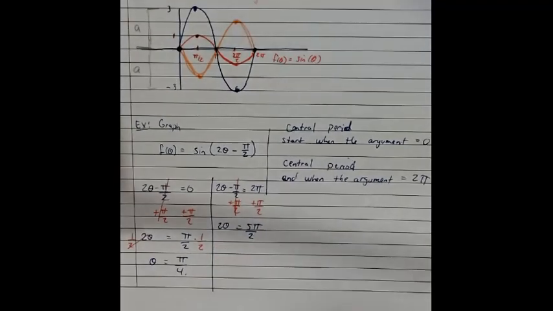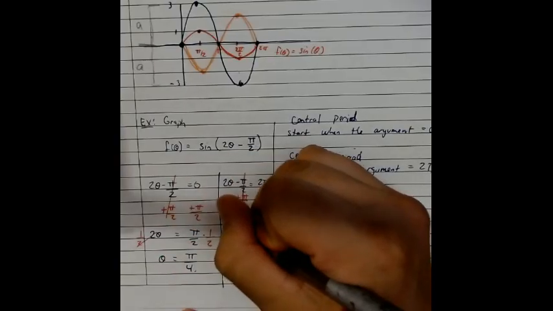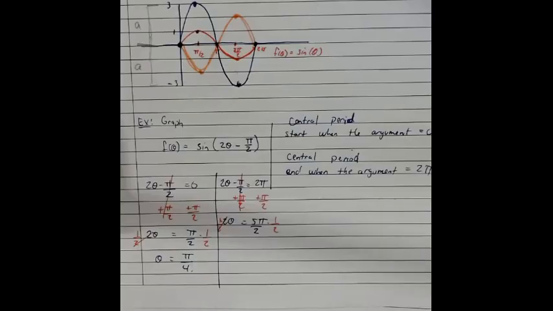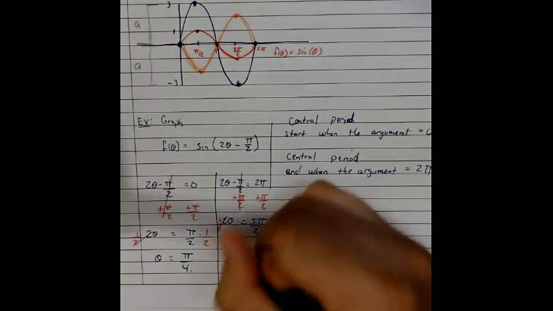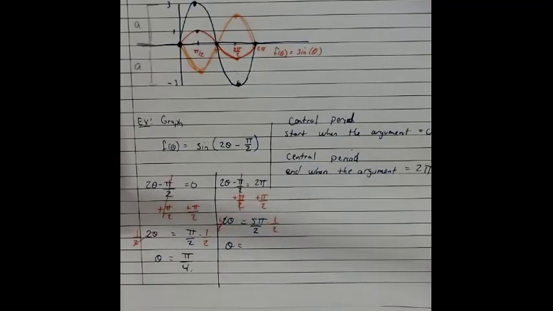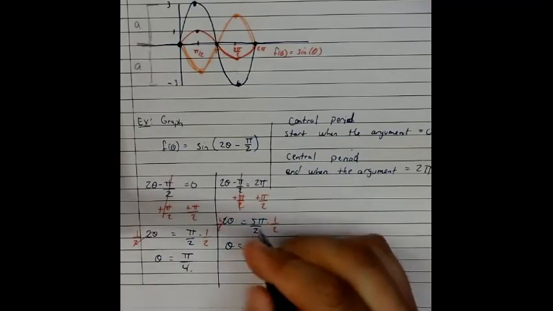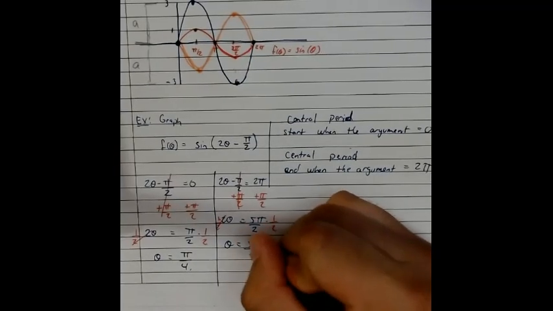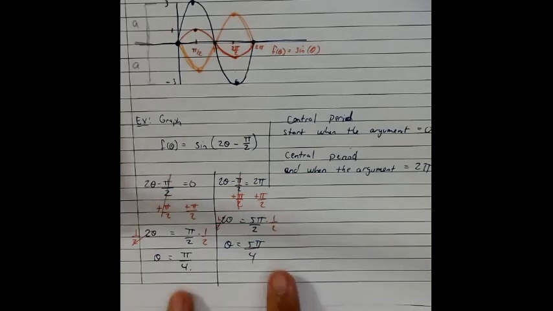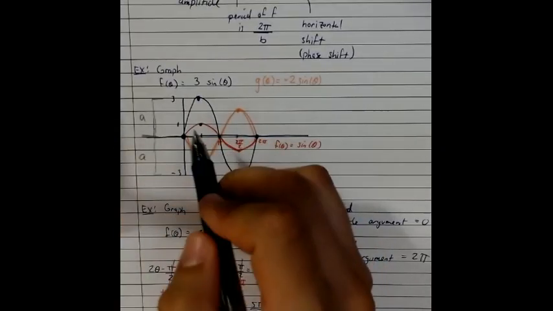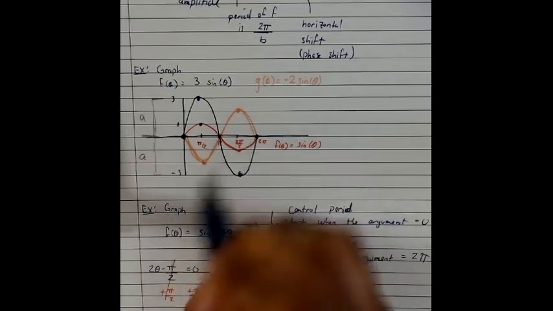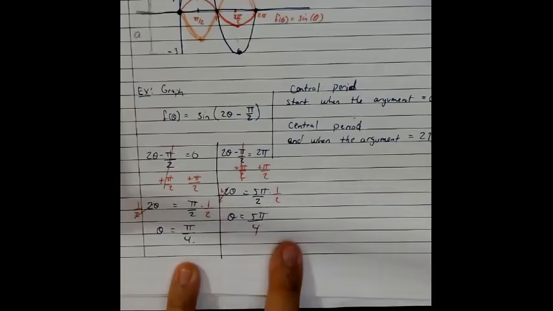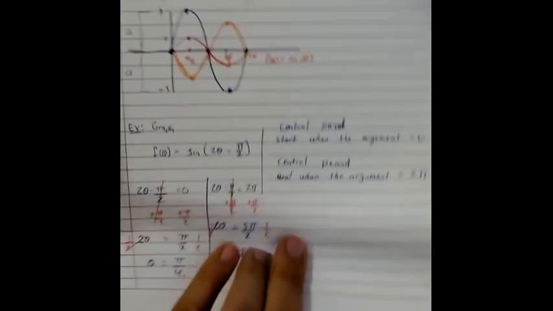And now I can go ahead and multiply both sides by a half. Half of 2 is 1, which is what I want. I want 1 theta there. And 5 pi times 1 is 5 pi. 2 times 2 is 4. So now my central period doesn't start at 0 and end at 2 pi. Now it starts at pi over 4 and ends at 5 pi over 4. So let's go ahead and graph that.